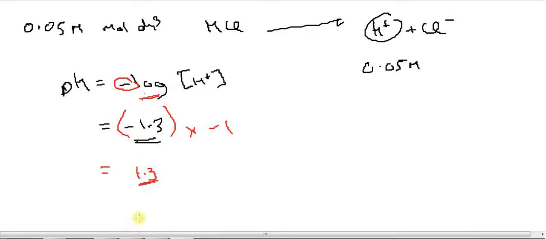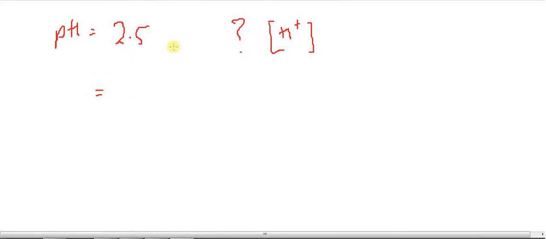Okie dokie. So let's have a look at the other way. If someone turns around to me and says, Mr. Iqbal, and they tend to say that, we have got a solution with a pH of, let's say, 2.5. What is its concentration? So the question is, what's the concentration of hydrogen ions in moles per litre? Well, the first thing I do is the opposite. I get rid of the sign, it's a positive, I reverse it to a minus 2.5.